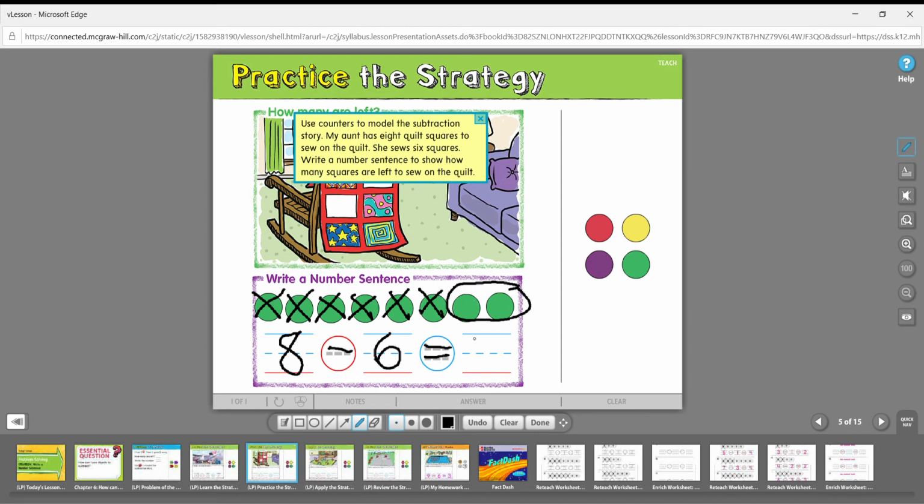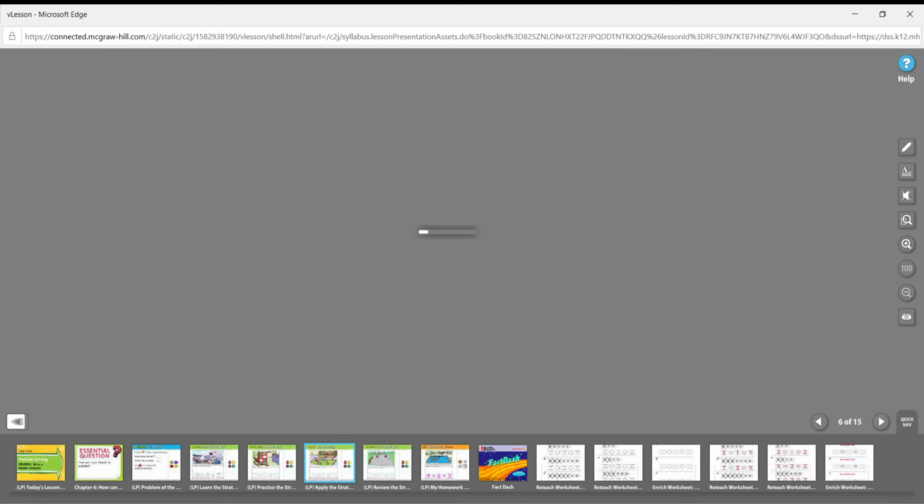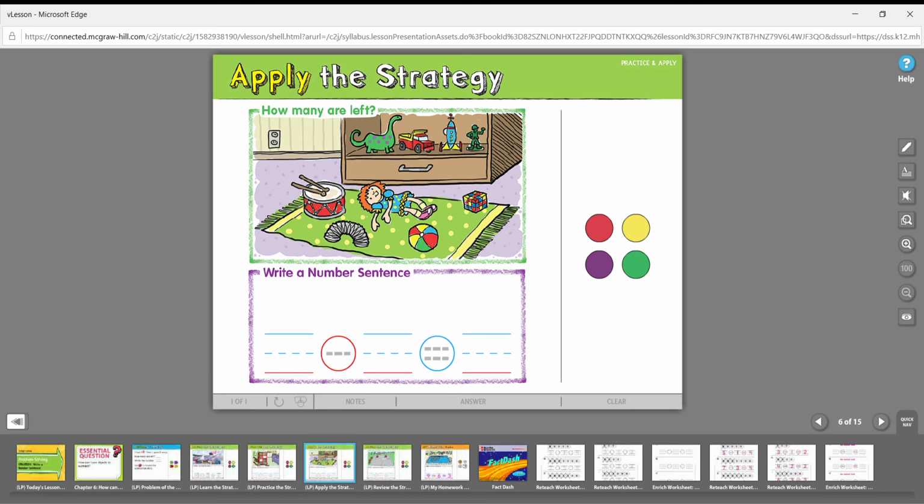1, 2. 8 minus 6 equals 2. So our number story, 8 minus 6 equals 2. My aunt has 8 quilt squares to sew on the quilt. She sews 6 squares. How many squares are left to sew on the quilt? 2. The answer is 2. Then you will go on to apply the strategy.